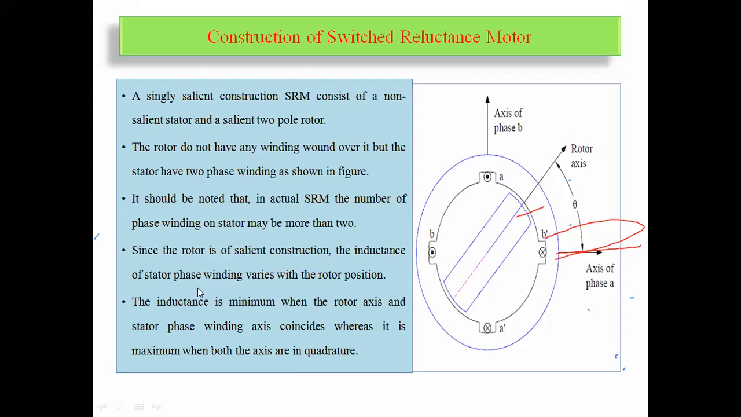Okay, now the inductance is minimum when the rotor axis and stator phase winding axis coincide, whereas it is maximum when both axes are in quadrature. That means here we have the direct axis, the main axis, as well as the quadrature axis. Now here the inductance is minimum when the rotor axis and stator phase winding axis coincide.